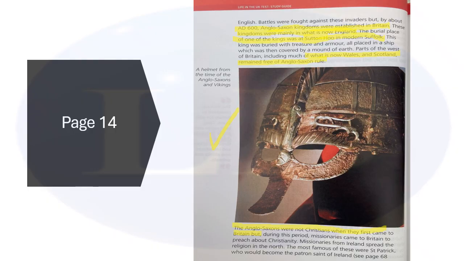Okay, so missionaries from Ireland spread the religion in the north. This is very important. The most famous of these was St. Patrick, who would become the patron saint of Ireland. Okay, now we are talking about different missionaries who came to spread Christianity here. So St. Patrick was one of the persons who spread religion in the north, and he was from Ireland. So that's why he is the patron saint of Ireland.